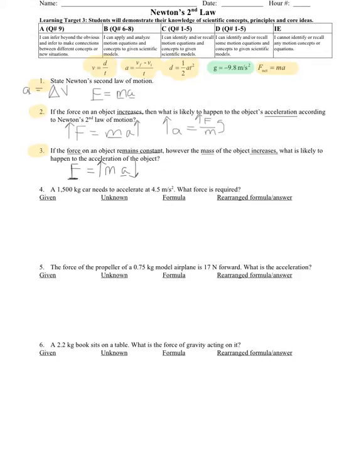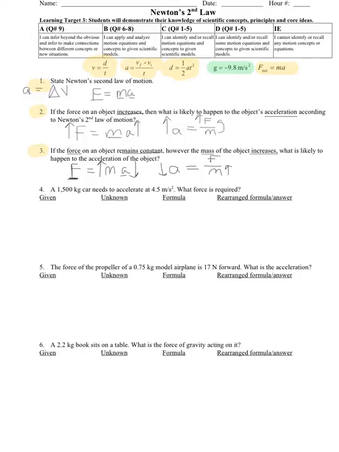Better yet, if we're looking at A equals F over M, if our F doesn't increase, but our mass increases a lot, our denominator gets bigger. Any number in the denominator, as it gets bigger, makes the answer, the other side of the equation, decrease in magnitude. Because M, as it gets bigger, can go into F fewer times, so our A would have to get smaller.